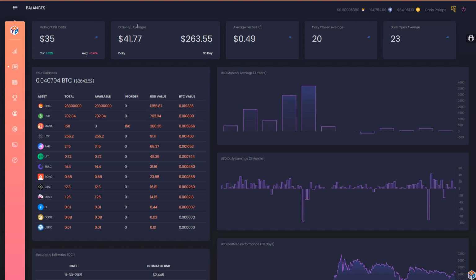The order profit loss averages shows you on the daily how much you on average earn, in this case for 2 weeks. Mine is $41.77. You can also see a 30-day average.